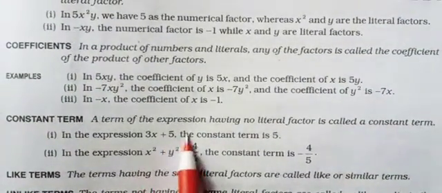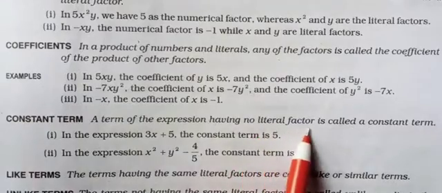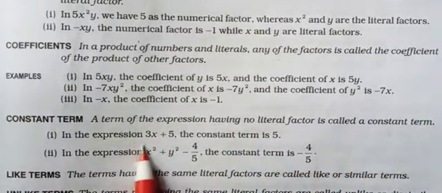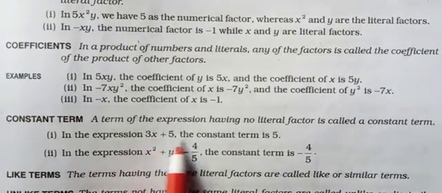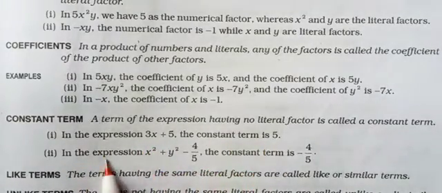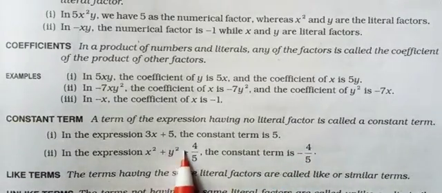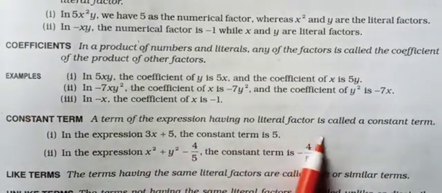Next, move to constant term. A term of an expression having no literal factor is called a constant term. There should be no literal present here. That is called a constant. So in 3x plus 5, the constant term is 5. In this expression, the constant term is minus 4 by 5. We have to take the minus sign again.